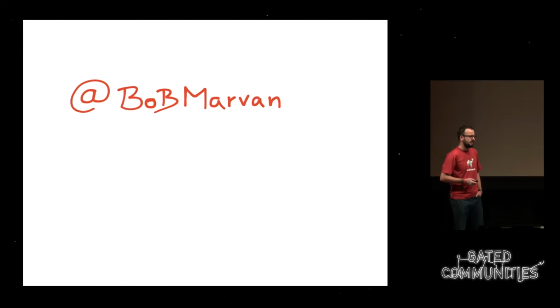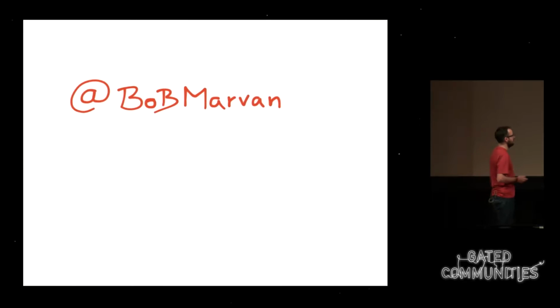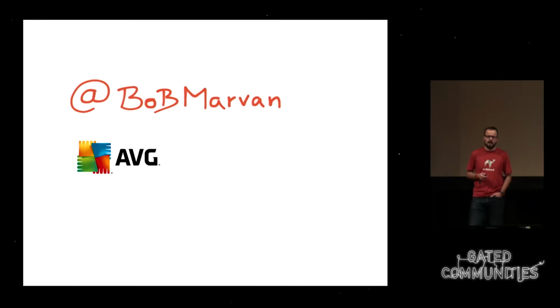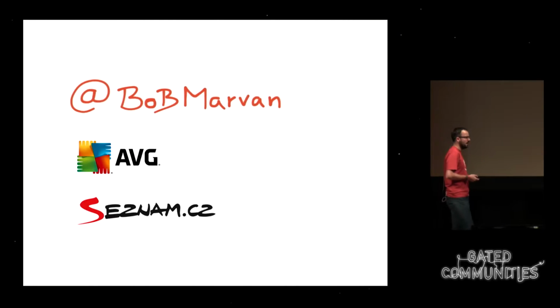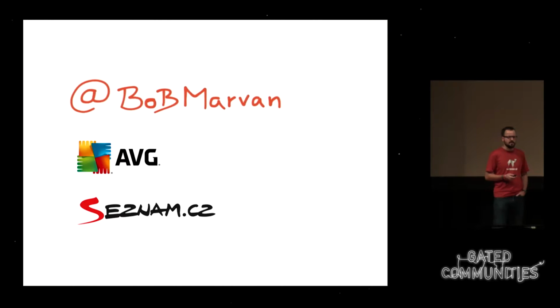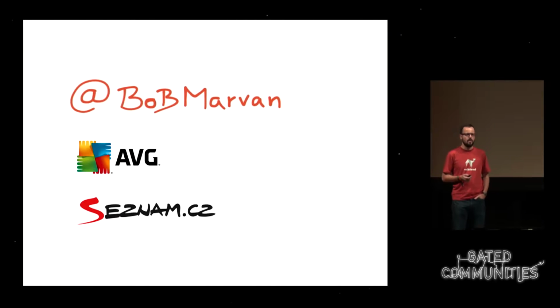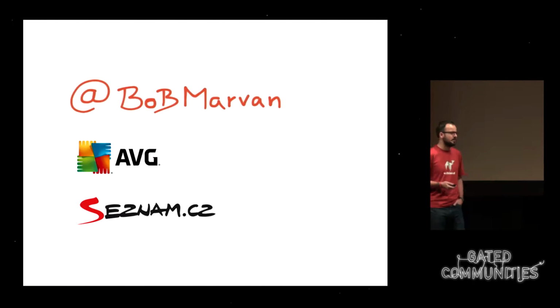So let me introduce myself a little bit more. My nickname is Bob Marvan, and as was mentioned, I'm a UX designer at avg.com, the online security company, for the last 2 years. And before I used to work at Seznam CZ. I don't know how familiar you are with this company, but it's something like the Czech Yahoo, and it's still competing with Google in the Czech Republic, so it's a pretty big online company.